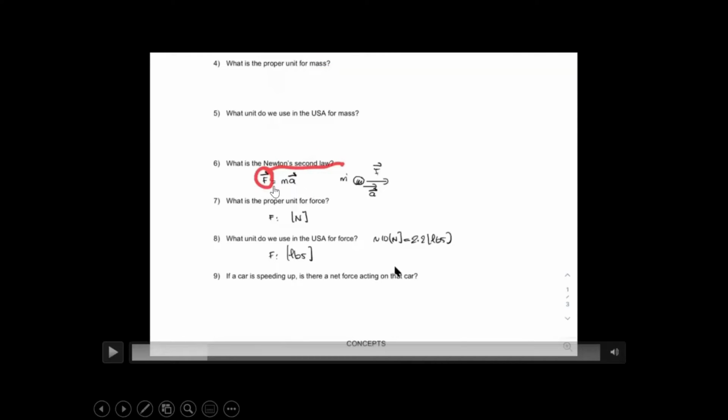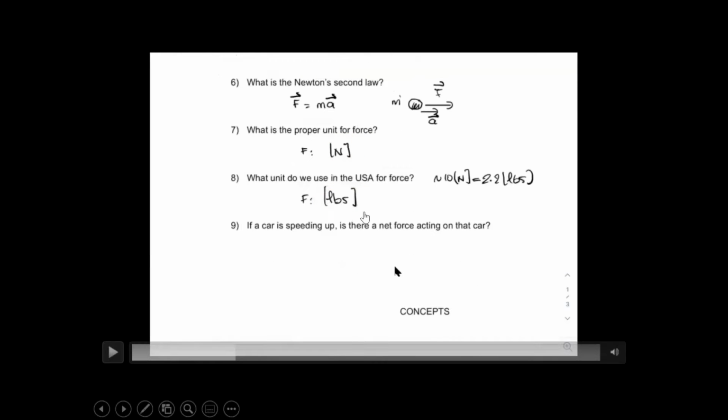Newton's second law is the force law. Force acting on the mass causes an acceleration. One of the things that you notice is force and acceleration are vectors, so they're pointing in the same direction. Proper unit is newtons. In the United States, we use pounds. So you end up getting a conversion factor: 10 newtons is roughly 2.2 pounds.